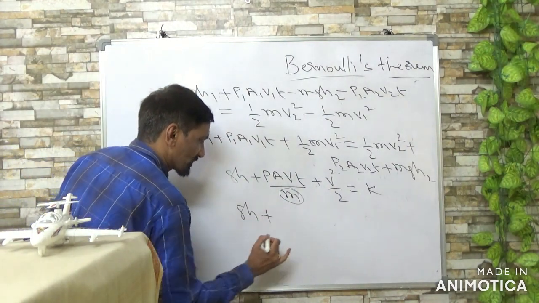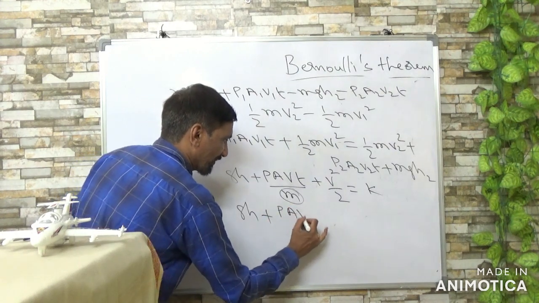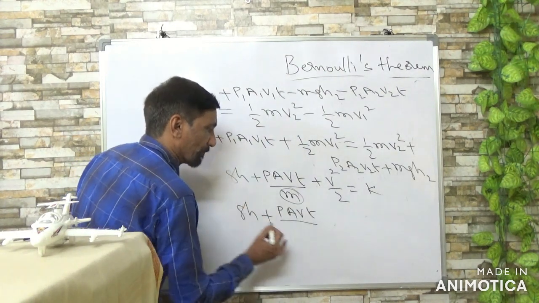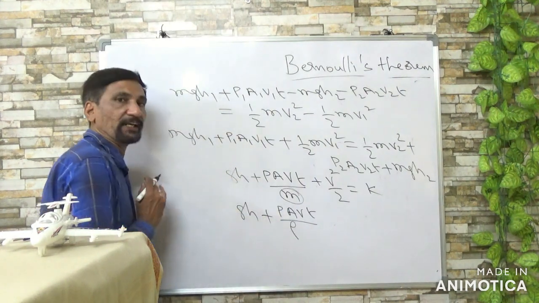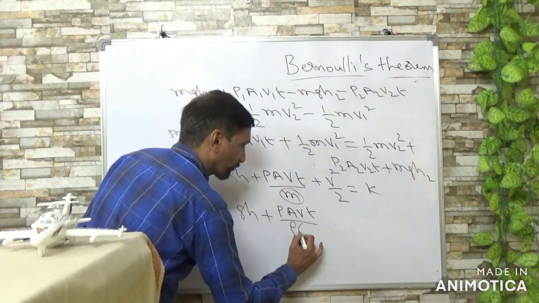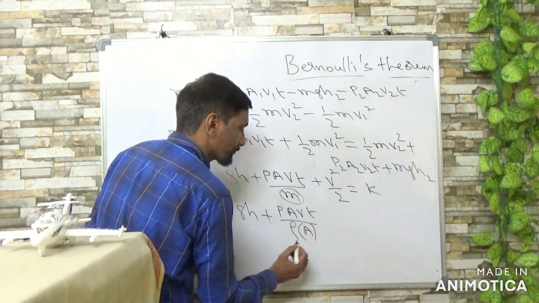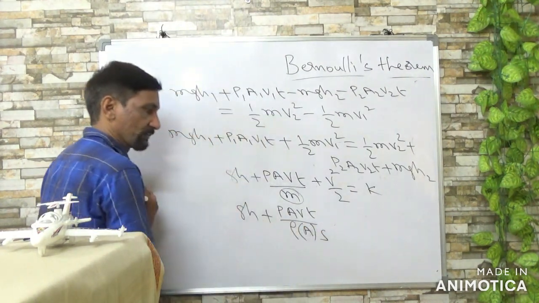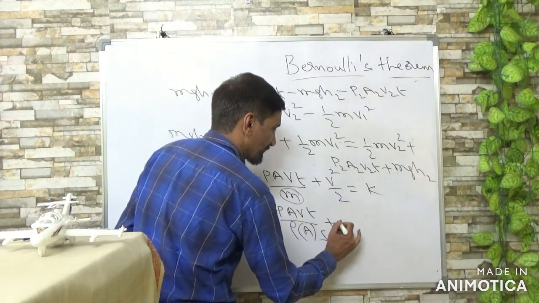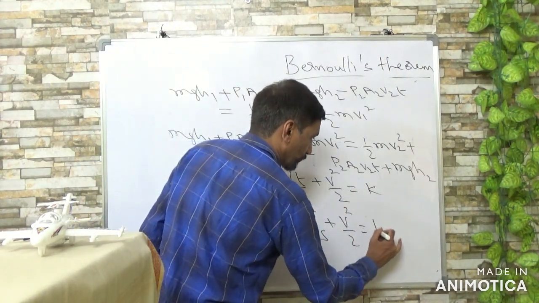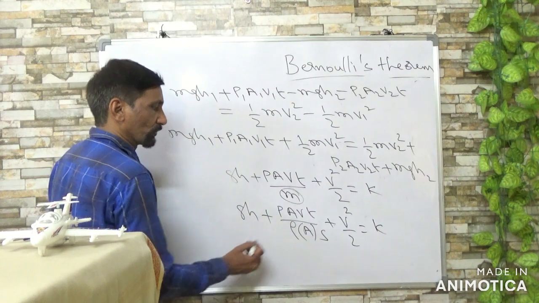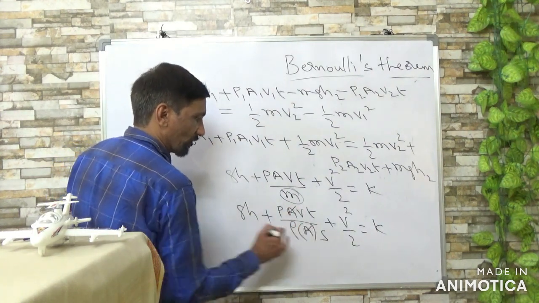So GH plus PaVT by mass, taken as density into volume. Volume can also be taken as area of cross section into displacement, right? Plus v square by 2 is constant. Okay, so you can cancel this A also.